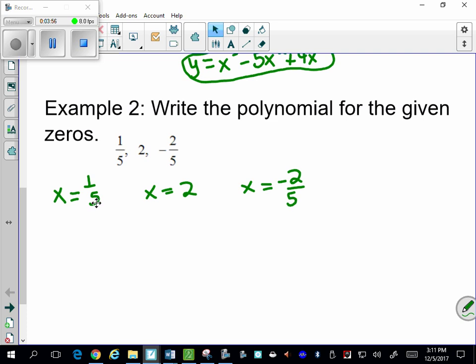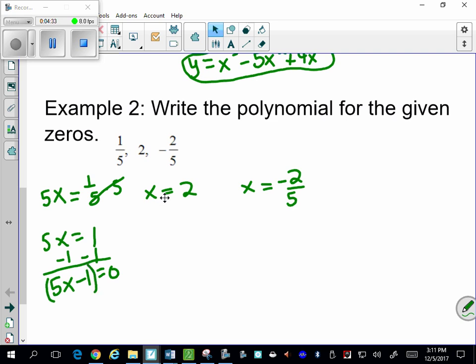So first one, what I like to do is, this is 1 divided by 5. The opposite of divided by is multiply, so we can multiply by 5. So you have 5x equals, those will cancel out, 1. Still don't have it equals 0, so you subtract 1. So we have 5x minus 1 equals 0. Now we have the factor equal to 0. So 5x minus 1 is one of your factors.